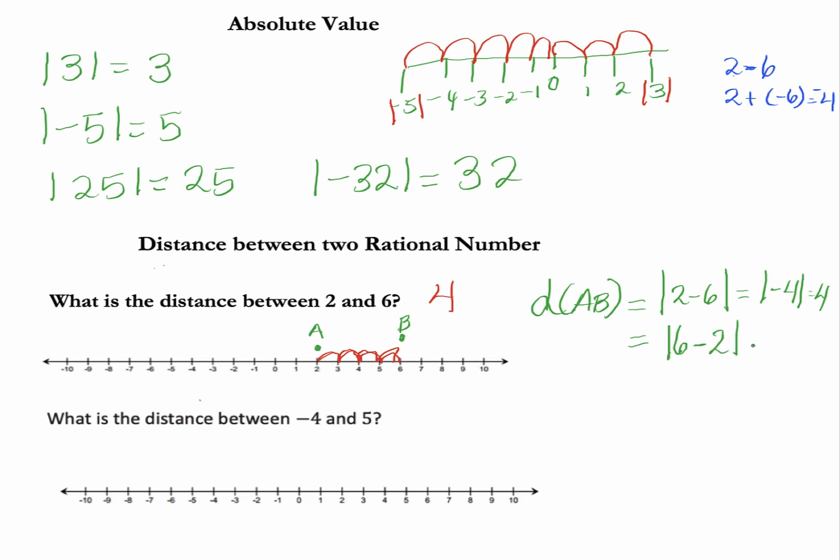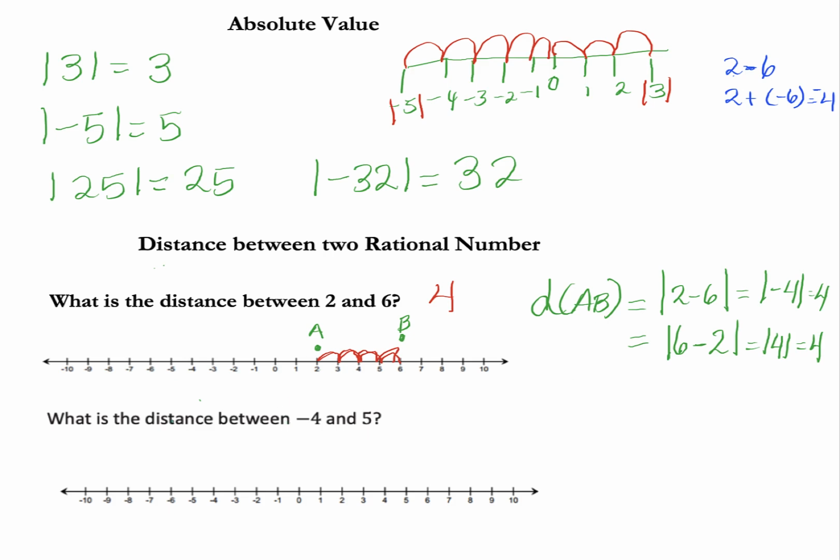And I know 6 minus 2 is a positive 4. And the absolute value of 4 is 4. So it doesn't matter how you write your subtraction, you're going to get the same answer, because the absolute value of positive 4 is the same value as the absolute value of negative 4.